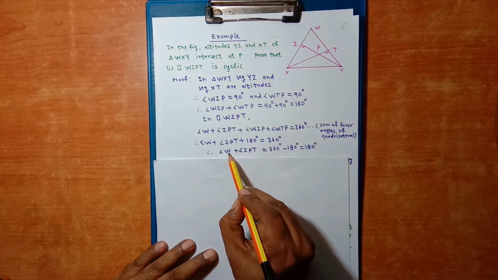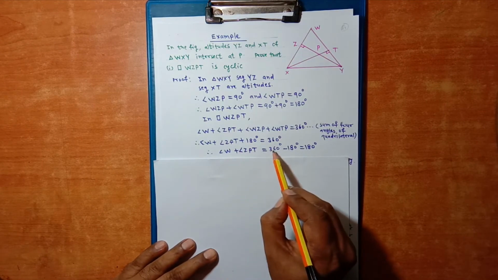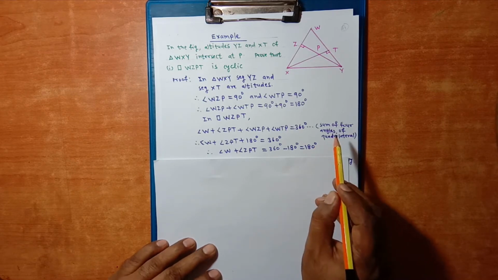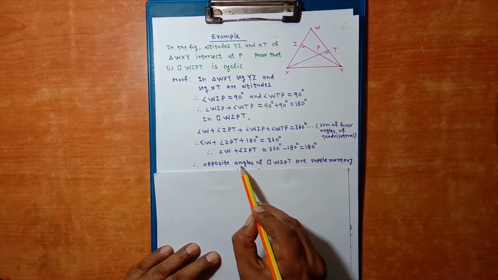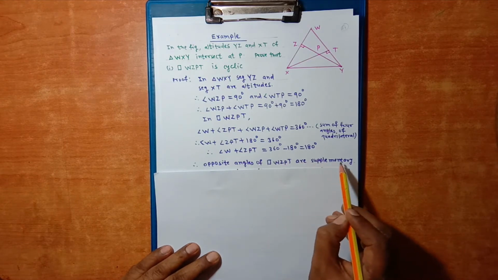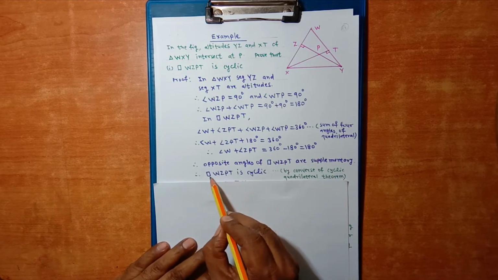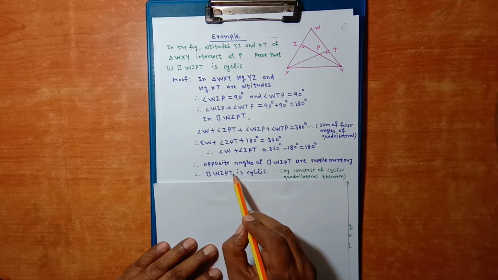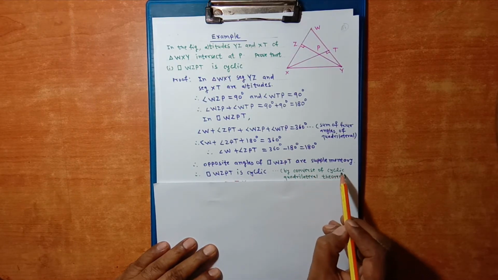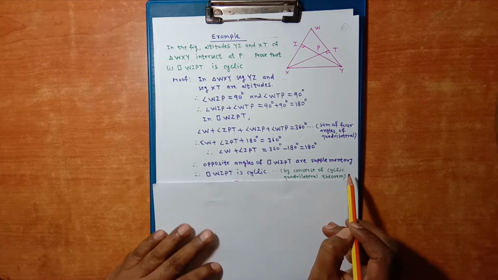Now angle W plus angle ZPT is equal to 360 minus 180, which is equal to 180 degrees. Therefore, opposite angles of quadrilateral WZPT are supplementary. Therefore, quadrilateral WZPT is cyclic. Reason is by converse of cyclic quadrilateral theorem.